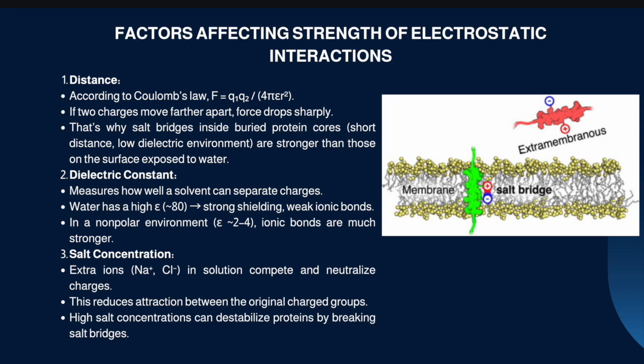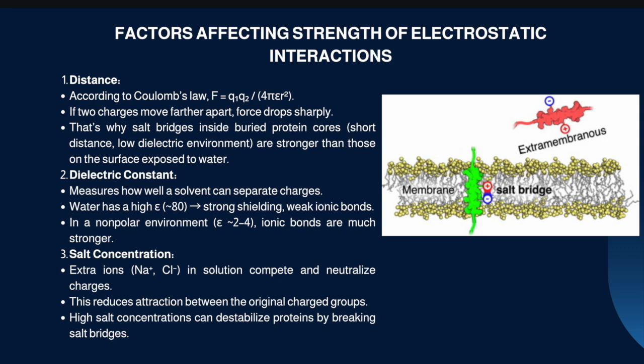Next is salt concentration. If you add extra salt, with no extra charges to neutralize, this will reduce the interaction, right? High salt concentration can destabilize the protein by breaking salt bridges. Simply put, consider salting out: if you keep dissolving more salt in water, after a point no more salt will dissolve, and it will start settling down. That is salting out.